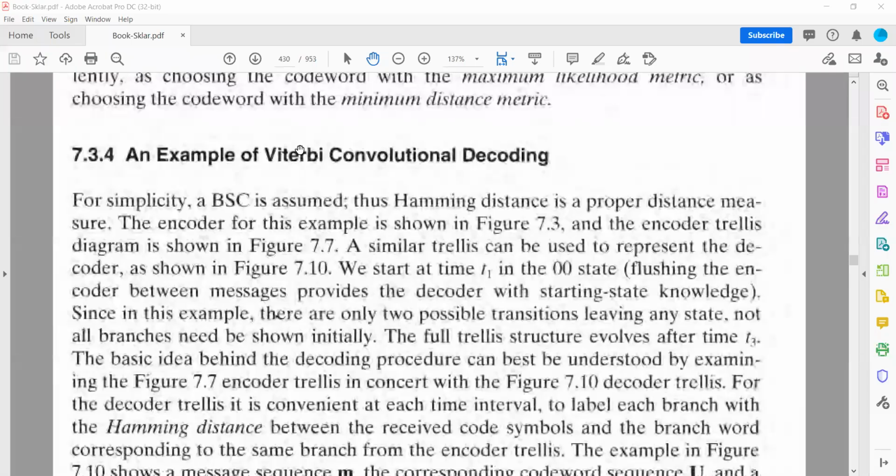So let me see who the participants are. Okay, Kirti, Varun. Varun, are you able to see? I have shared the book actually. Are you able to see? Yes, sir. Fine.